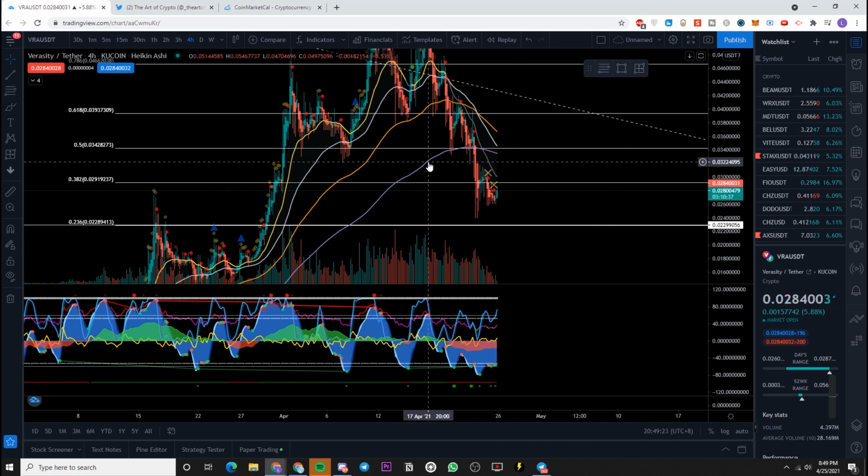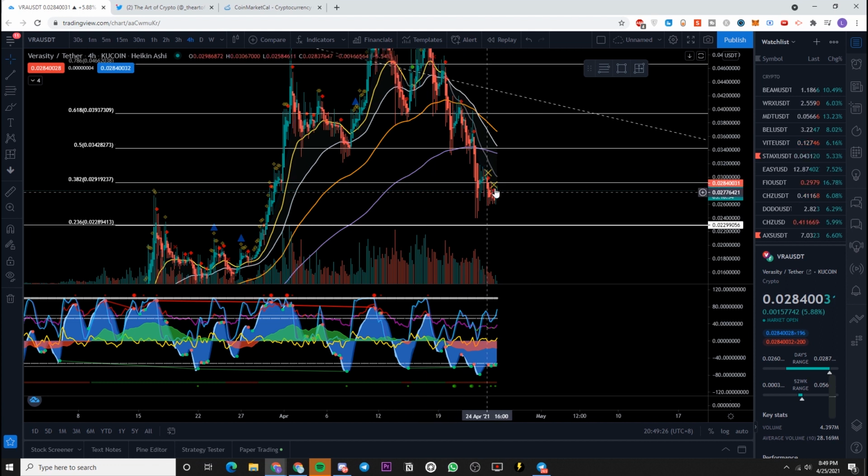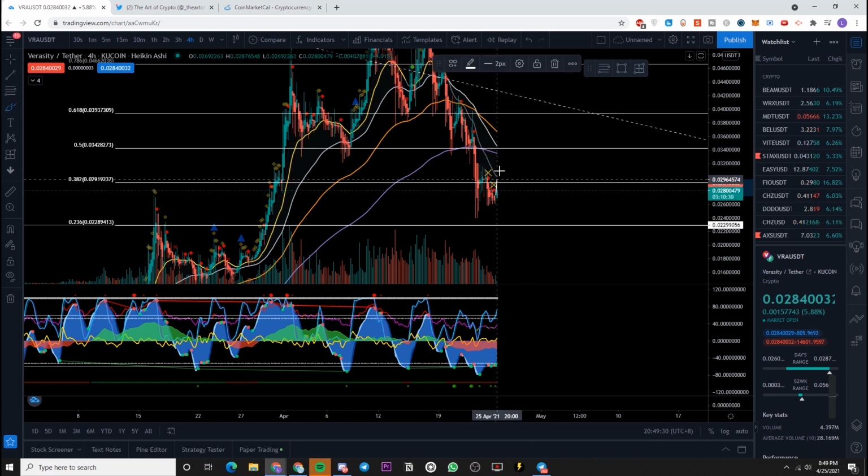But anyways, let's get back into the video. So if this breaks to the upside right now, if this breaks above this level and comes back down for the retest, that would be your entry. So, immediate levels of profit taking.